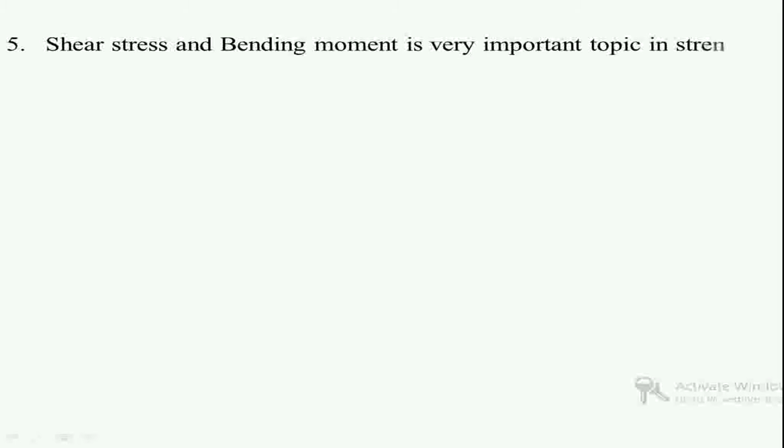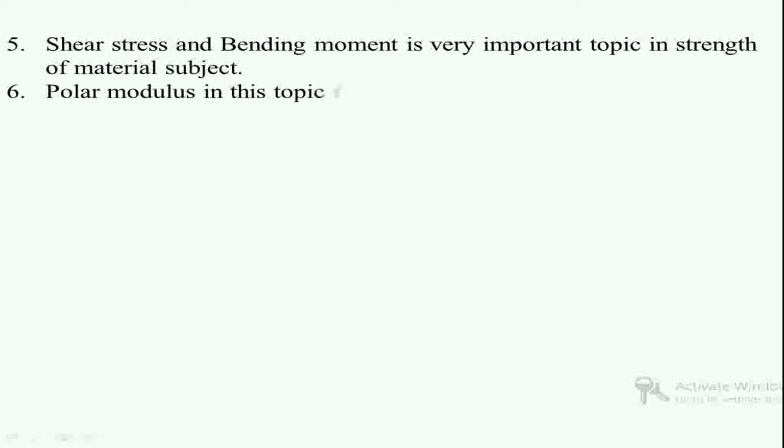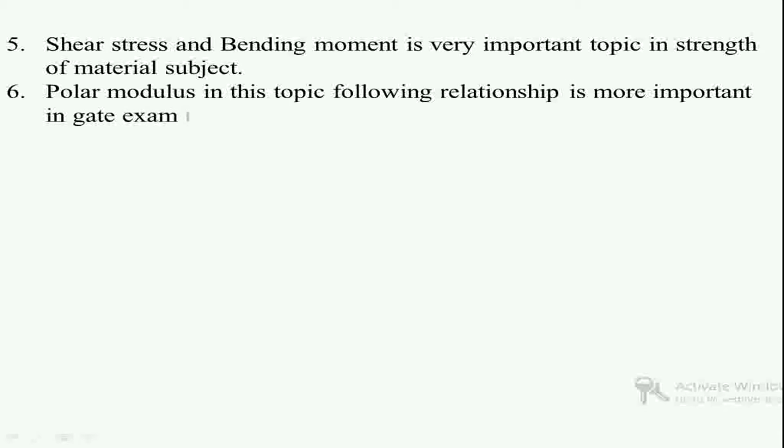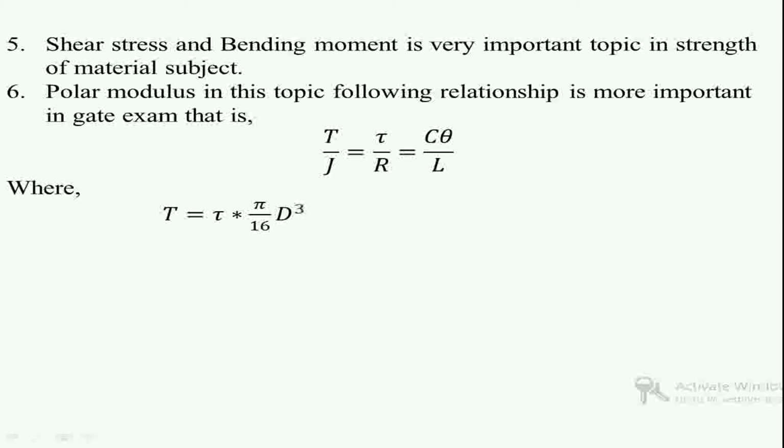Fifth one, shear stress and bending moment, is a very important topic in strength of material subject. Sixth one, polar modulus. In this topic the following relationship is more important in GATE exam, that is T/J equals tau/R equals C theta/L, where T equals tau pi/16 d^3 for solid circle, J equals pi/32 d^3 for solid, C equals modulus of rigidity.